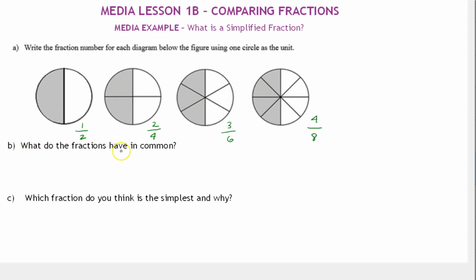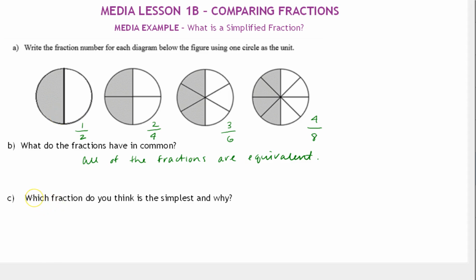Now we're asked, what do the fractions have in common? Well, notice all of these fractions are equivalent. Okay, so they all represent the same relative amount, 1/2 of the total unit. They're just broken into a different number of pieces, so they're in a different form, but they're all the same amount of area shaded.